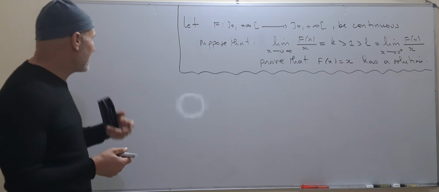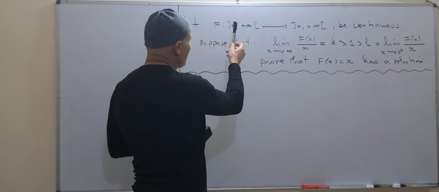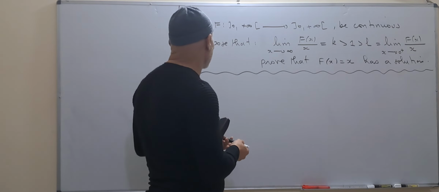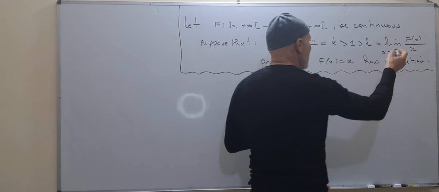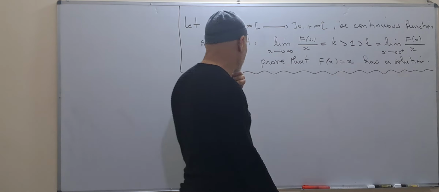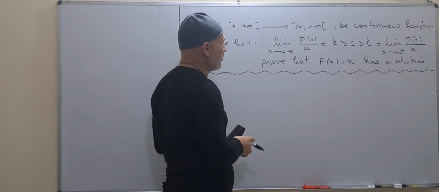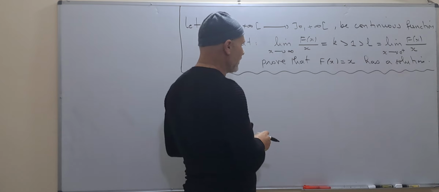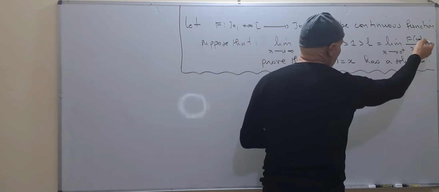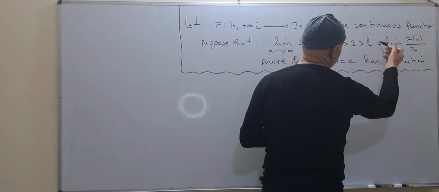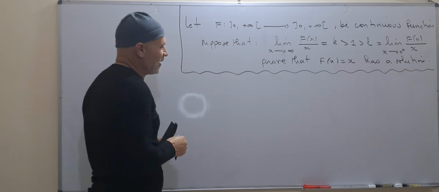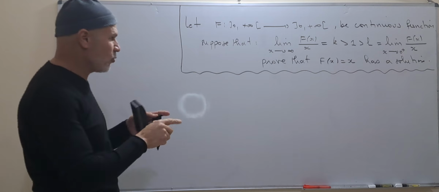This exercise says, let f be a continuous function from 0 plus infinity to 0 plus infinity. We suppose that the limit of f of x over x when x goes to plus infinity equals k, which is greater than 1, and the limit of f of x over x when x goes to 0 plus is equal to L, which is less than 1. Prove that the equation f of x equals x has a solution.